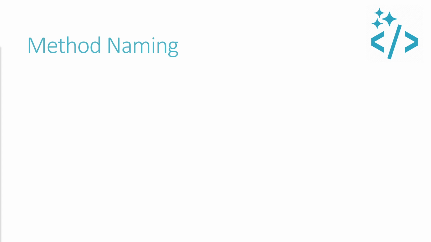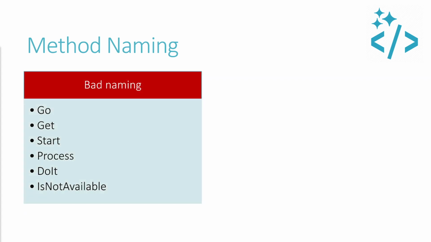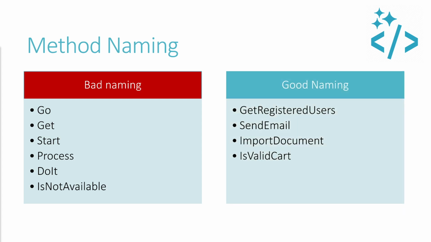Let's see something about bad naming. So bad naming are some methods which are not very clear when we read them, so we don't understand what they are doing. So we have this go, get, start, process, do it, is not available. This negative naming makes the code harder to understand. Let's see some better names. So we have some specific names: get registered user, send email, import document, is valid card. So these are names which tell us nicely what the respective method is doing.